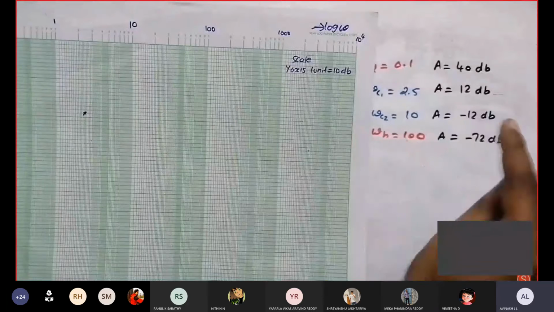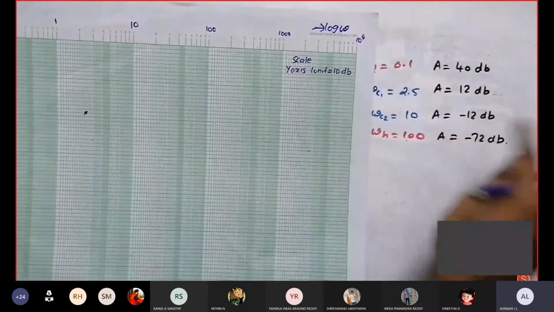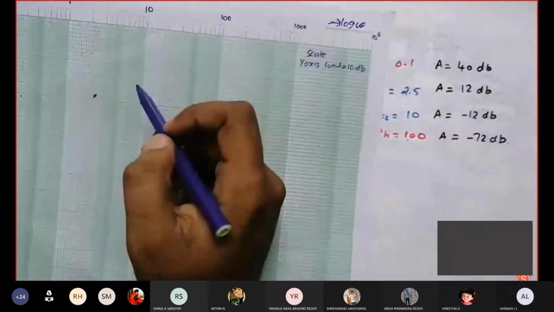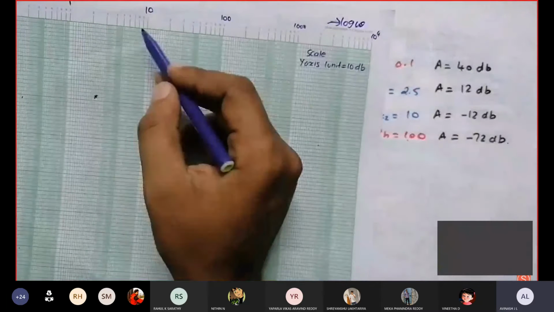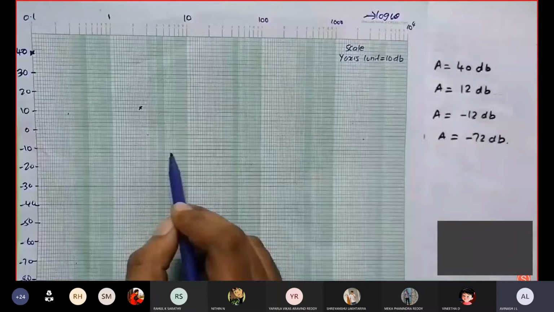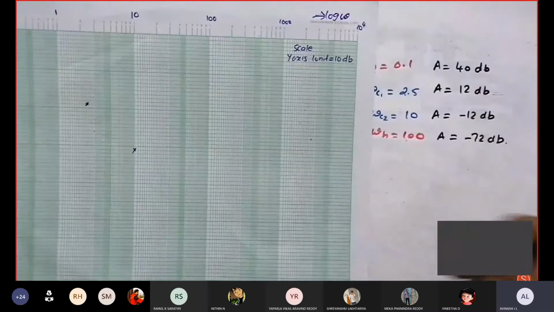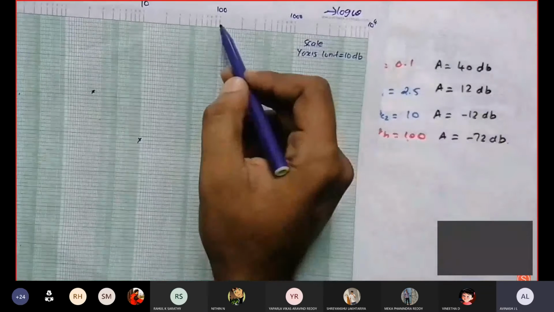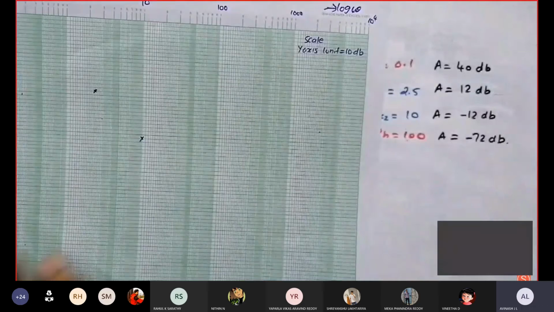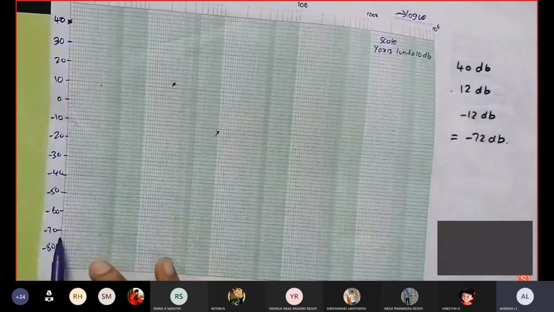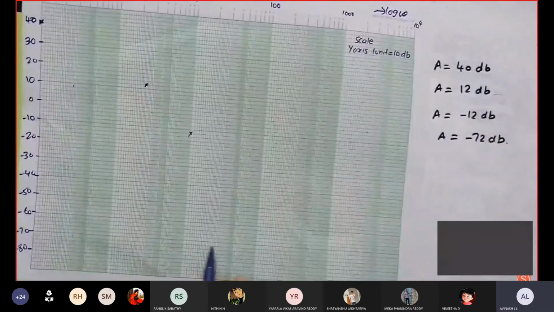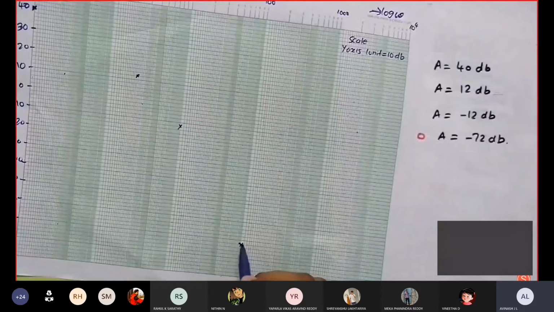Then the next frequency is 10. At 10, my magnitude is minus 12. This is minus 12. So here, at 10, my magnitude is minus 12. Okay, then when omega is higher, at 100, I will get minus 72. So this is 100. At 100, I will get minus 72. Here it is minus 70, so minus 72 will be here. So I will get it over here. So this is my point.